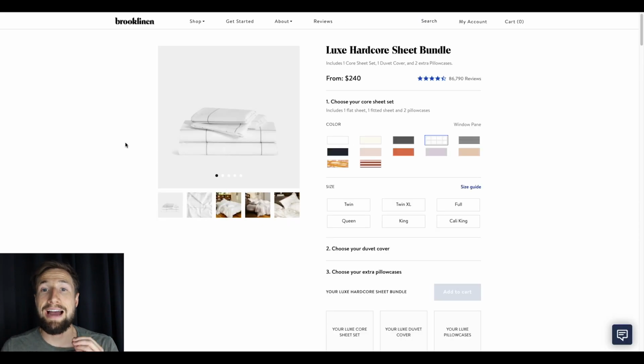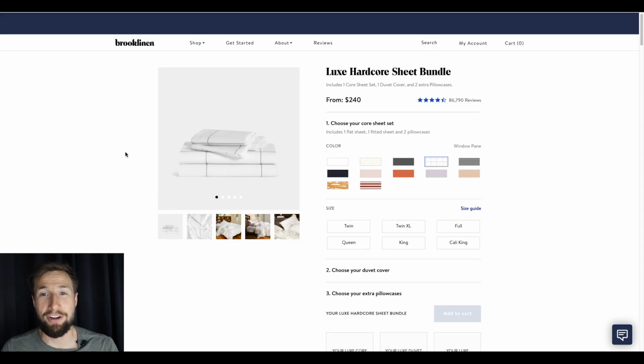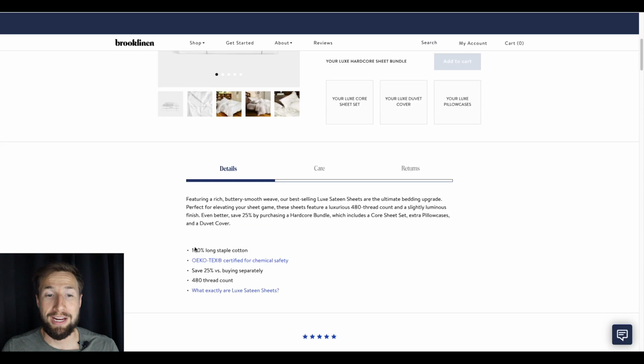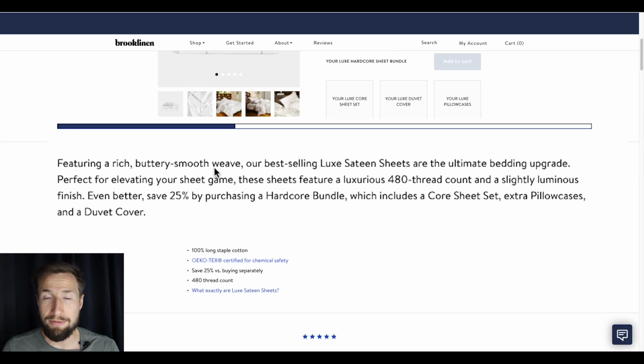The next example I have here are for some sheets, okay? A very, very simple sort of product. Scrolling down to the product description, very, very simple, just a few sentences. Featuring a rich, buttery smooth weave. They're really selling how soft, smooth, silky potentially these sheets are because people want comfort, okay? The ultimate bedding upgrade. So it's trying to show that this is an elite sort of product. It's a step up from what people probably currently have. Perfect for elevating your sheet game.